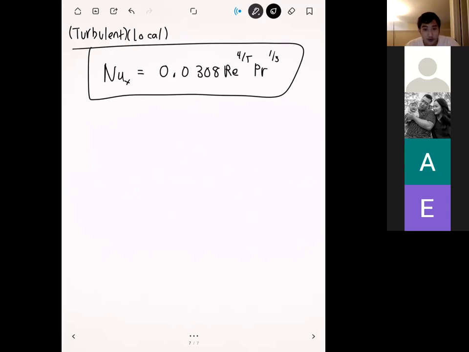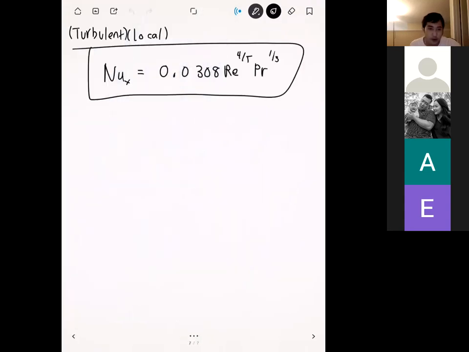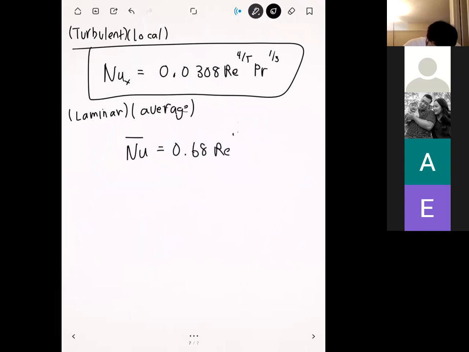If you take the average of that, let's say we took this expression right here and averaged it over the plate, so we took the integral and divided by L, the difference is even smaller. Let's say we have laminar flow, but now this is the average Nusselt number correlation. What we get from this is the following. Nusselt number with a bar is equal to 0.68 Reynolds number to the 1/2, Prandtl number to the 1/3.